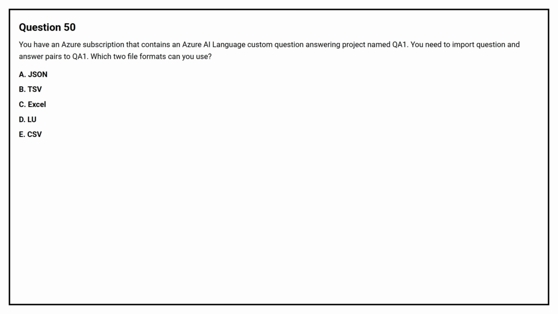Option E, CSV. The correct answers are option A, JSON, and option D, LU.